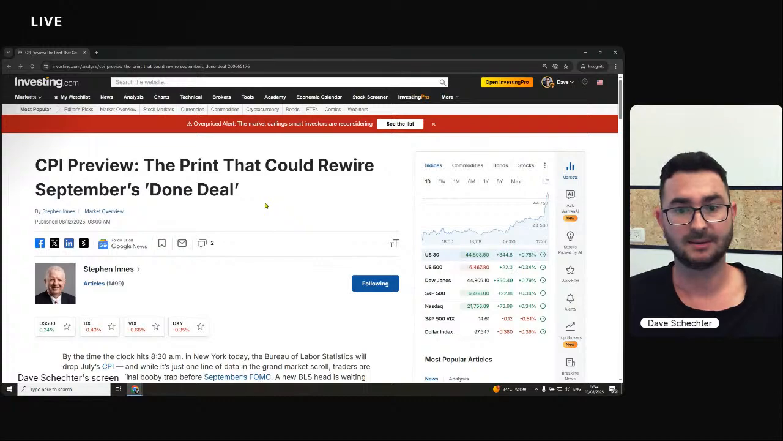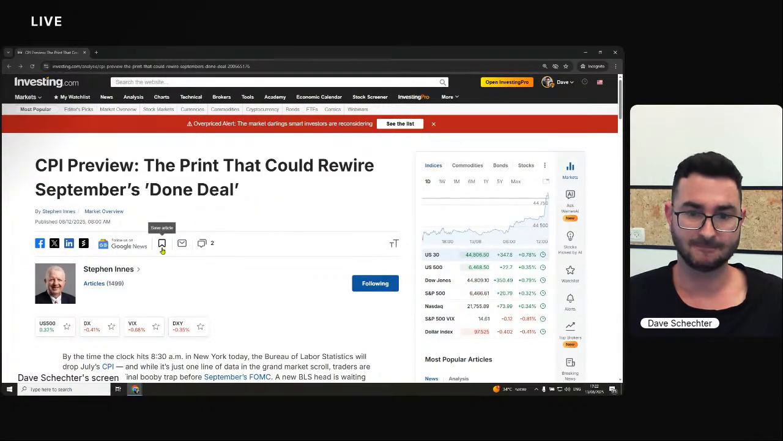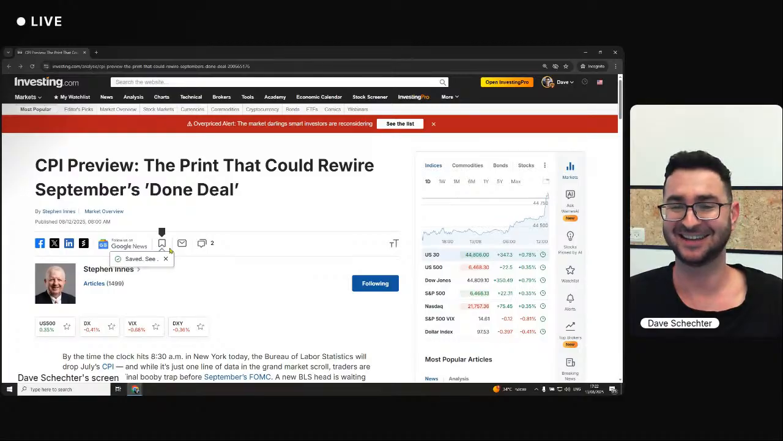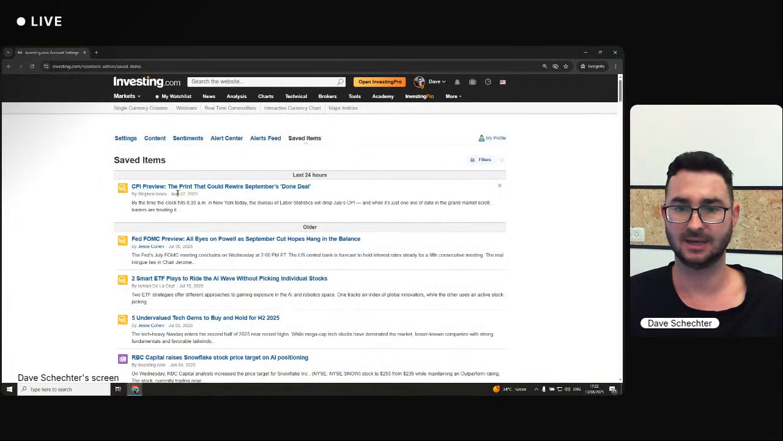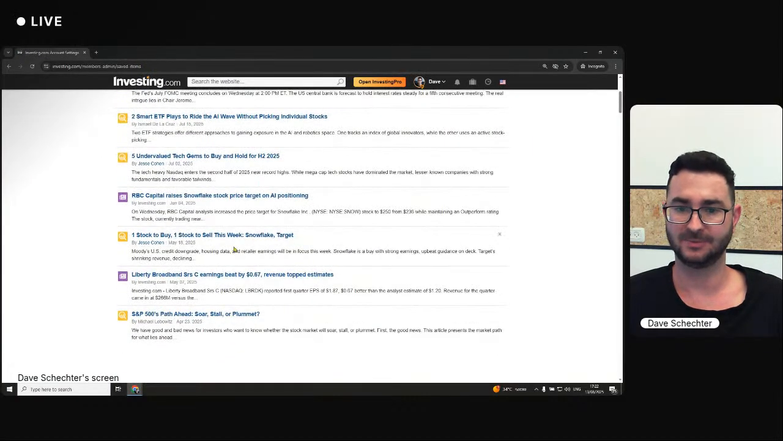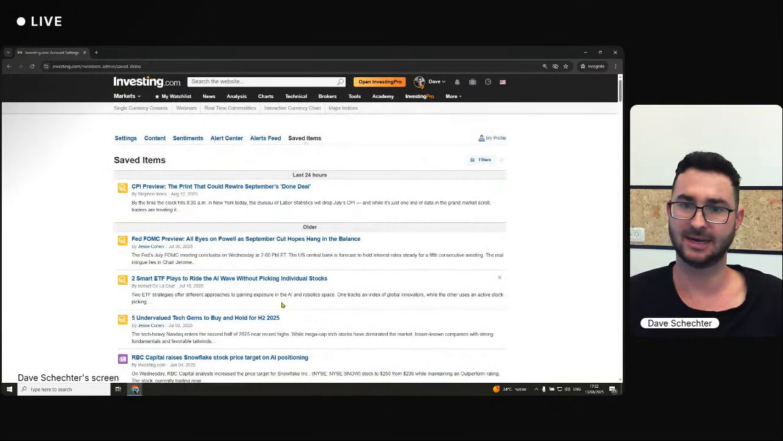Quickly going back to Stephen's article, let's say that the article title was interesting to me, but unfortunately I just don't have the time to read it, and I want to save it for later. I can click on the bookmark icon at the top of the page. And then if I wanted to go back to my saved items, I hover over my profile icon and then I click on saved items, and here's the article and all of my other saved articles that I can go ahead and read when I become available.